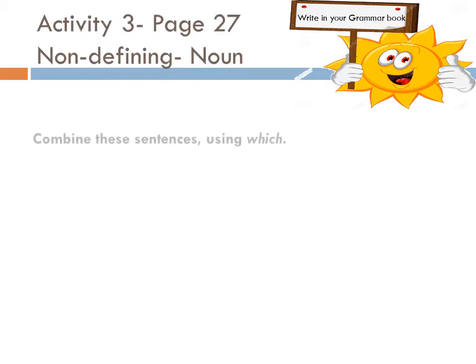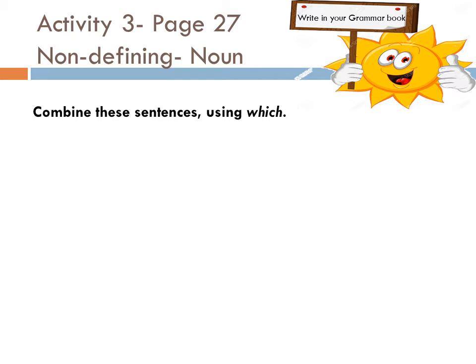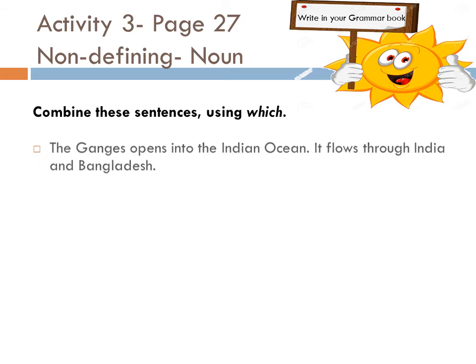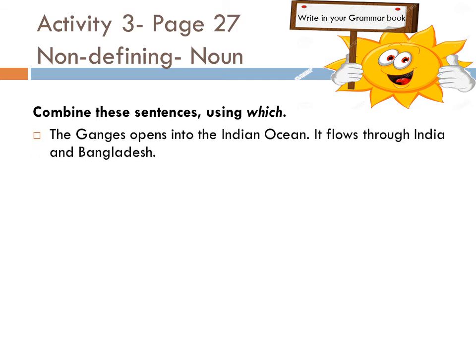Activity 3, page 27, non-defining noun. So now we discussed earlier, non-defining clauses have 2 categories, where it refers to a noun and also it refers to a whole clause. So let's refer to the examples, the questions which come under noun. Combine these sentences using which. Number 1, the Ganges opens into the Indian Ocean. It flows through India and Bangladesh.